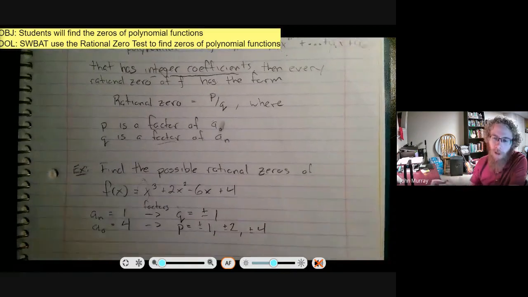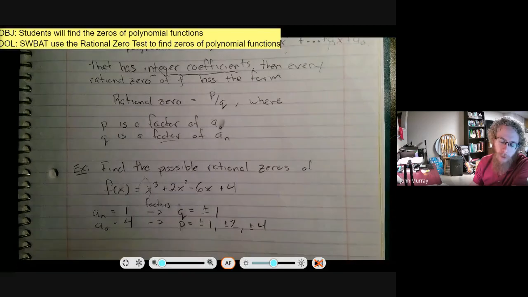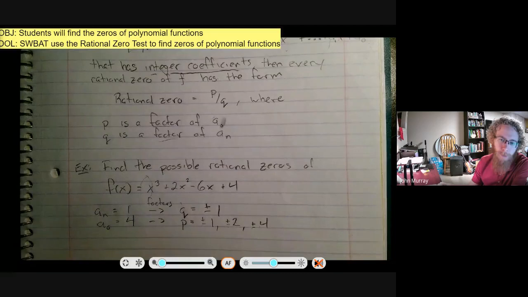Okay, so our first step, we're just going to list our factors. So here I have 2 options for Q. I can pick either positive 1 or negative 1. I have 6 options for P: positive 1, positive 2, positive 4, negative 1, negative 2, negative 4.